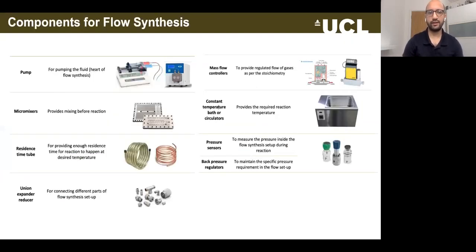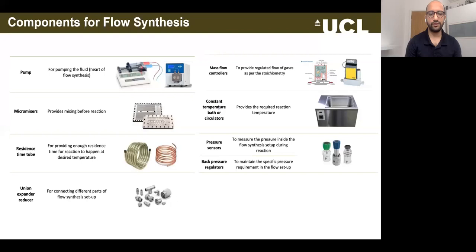Now, to give a little bit of an idea about how to operate flow synthesis, or how microreactors work, and what the different components are to perform an experiment or a synthesis in a microreactor. First, what we need is a pump to pump the reactants into the reactor. Then we need a micromixer where the two reactants mix together before going into a residence time tube, which is typically a coil, with a length we decide based on the kinetics of the reaction, how long the reaction time is.